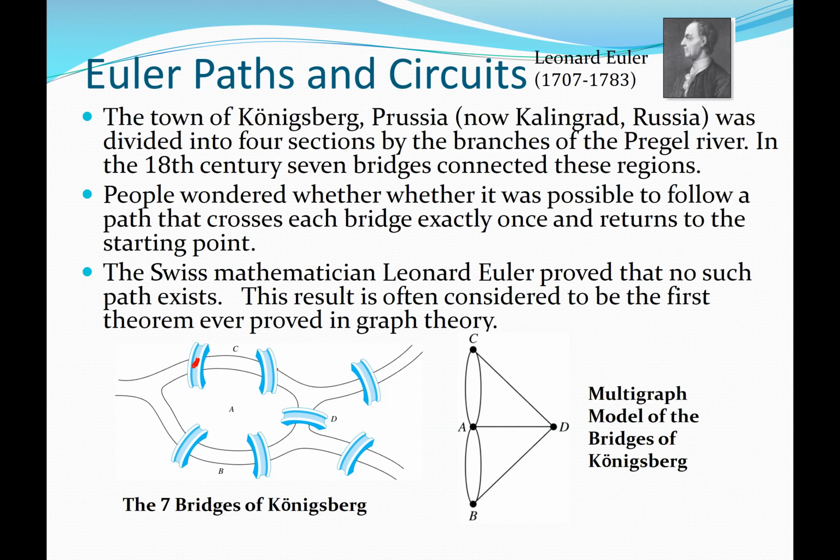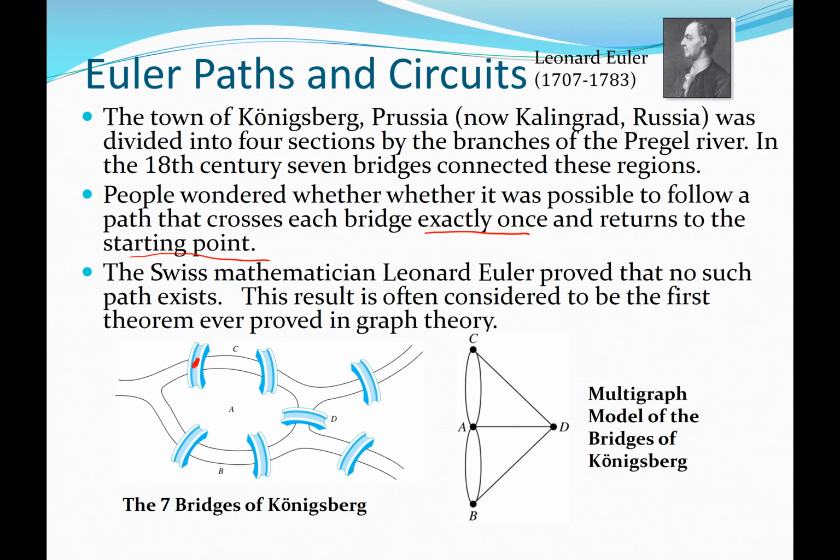Right. Remember, that's a very important keyword: exactly once, and return to the same starting point. I can pick any starting point and go through all the bridges exactly once if that's the case. So this is a kind of unsolved problem. People couldn't do it. Somehow it got to Euler, and he got excited about it, sat down and did a lot of trial and error, and then decided that no such path exists.